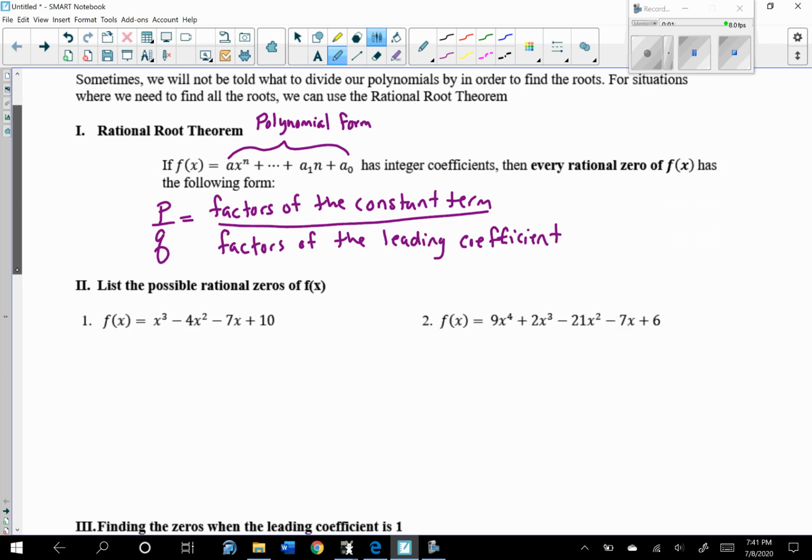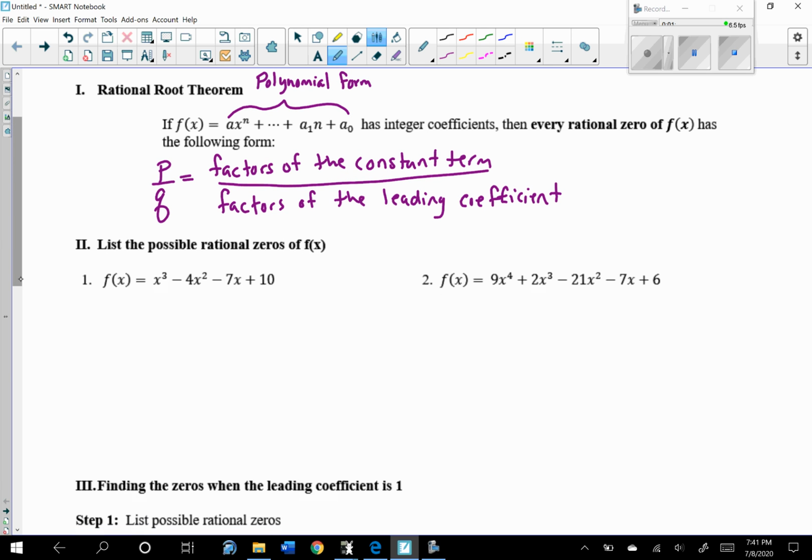So unlike the other day, when we were given a zero or given a factor and then we had to find the other factors, now we're not going to be given those zeros and we want to find all the solutions. So this first one, we're just going to practice listing the possible rational zeros. And remember, a rational number is a number that can be written as a fraction or has a terminating or repeating decimal.